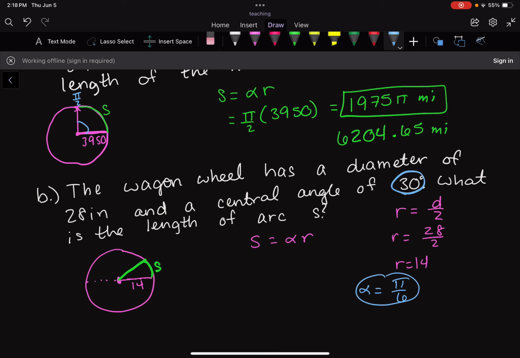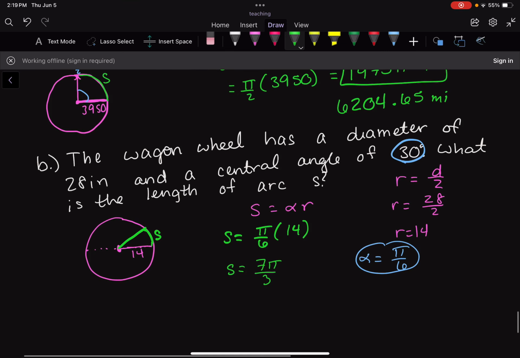Now I'm going to plug everything into my formula, so I get pi over 6 times 14. And again, I like to just leave it as fractions, so this would give us 7 pi over 3. If we leave it with pi, this is in inches. If you want to simplify, it would be 7 pi over 3, it'd be 7.33 inches.